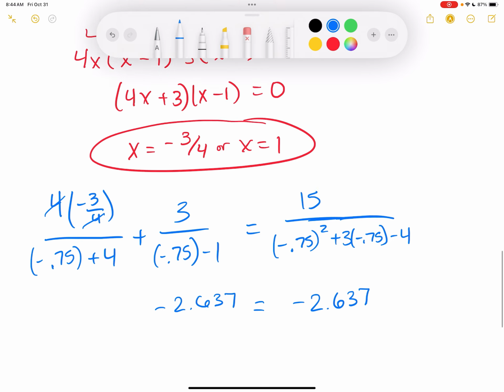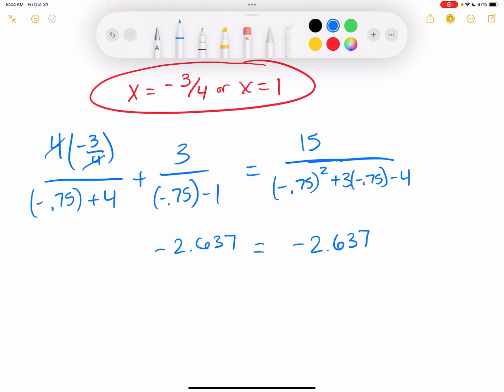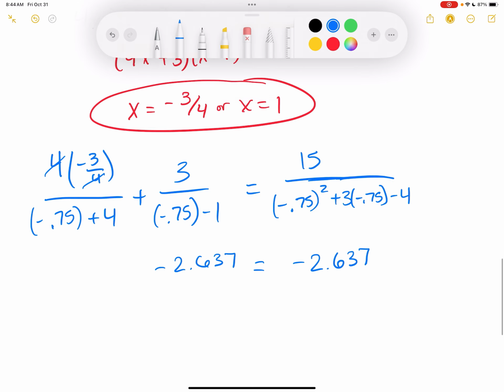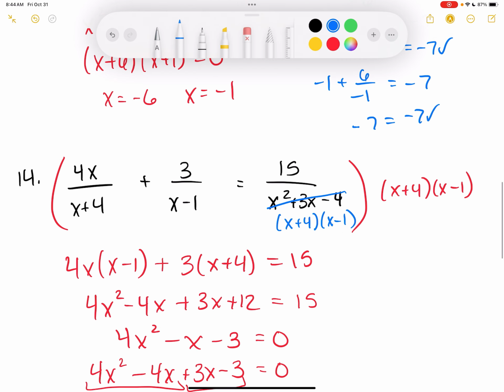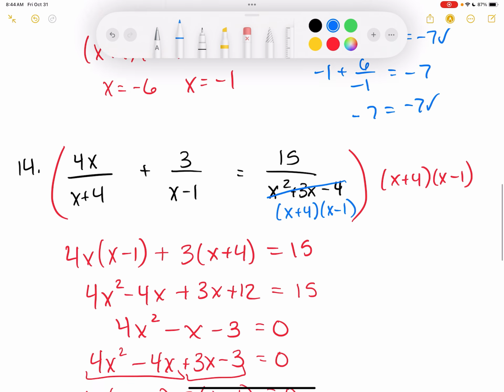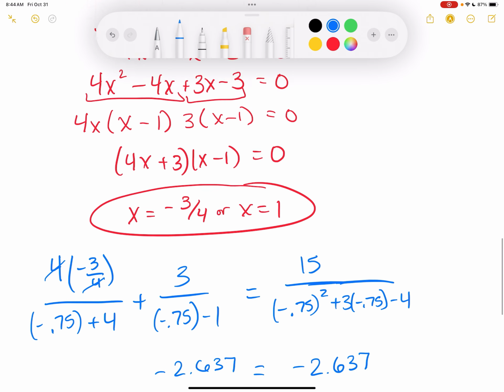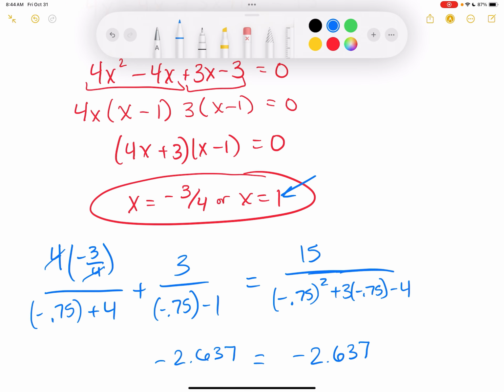All right, now I need to do the same thing but with +1. Let me go back up here. What happens as soon as I plug in +1? You go to 0 on the bottom. Yep. So I don't even need to check this one. I can go and write extraneous. If you want to write the reason, you can say 0 in the denominator. So the only answer that actually works is -3/4.